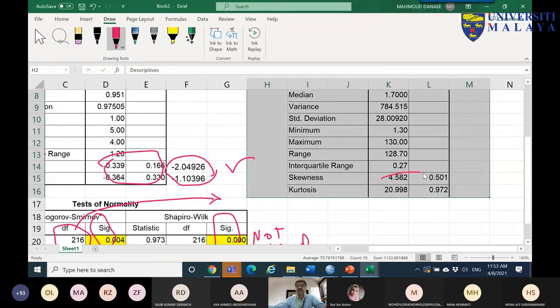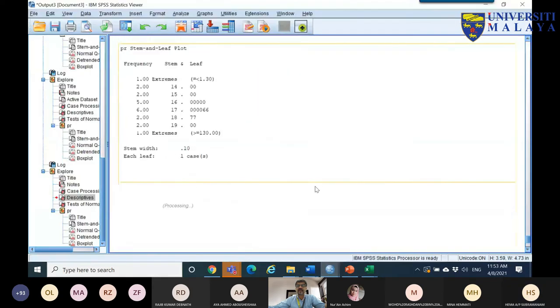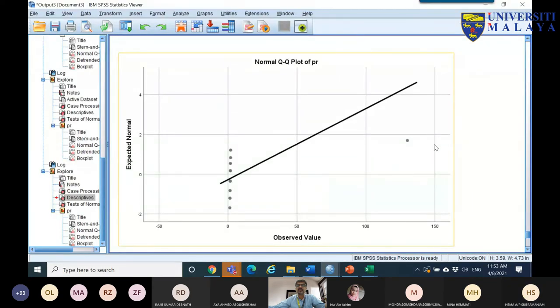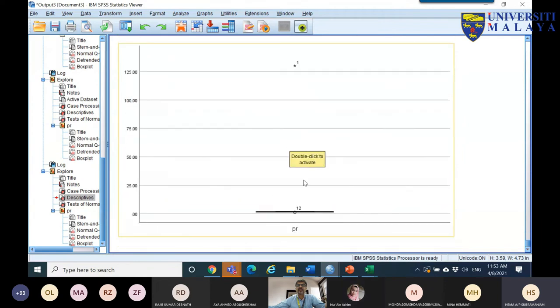Look at here. How much is the value? 4 and 20. And look at the box plot. Look at the QQ plot. Can you see the QQ plot? It is far from the line. And look at the box plot. This is the box plot.